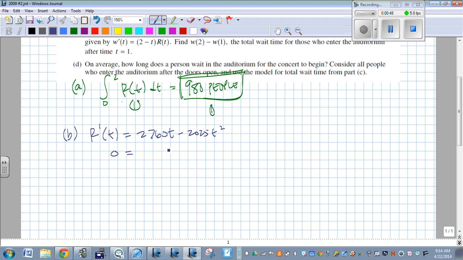We want to know when it's equal to 0. We can factor a t out. So we get 2,760 minus 2,025t. And that gives us t equals 0, and t equals 2,760 divided by 2,025. So if we calculate that, we should get about 1.363. Now, this is a calculator part of the test, though.